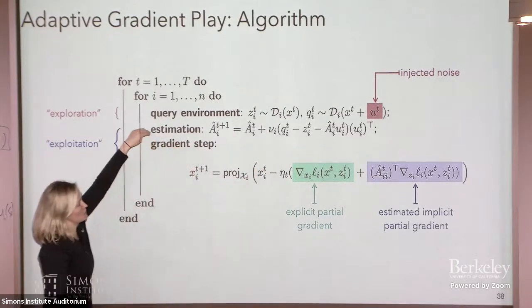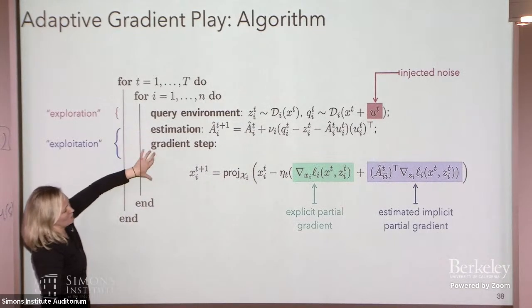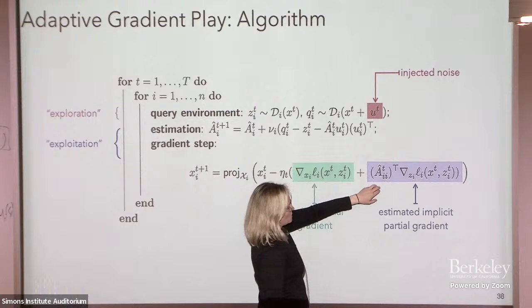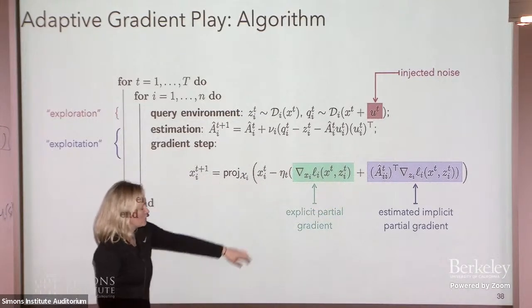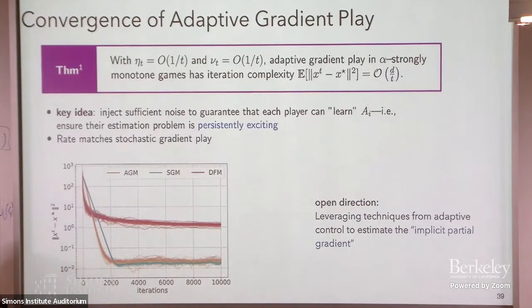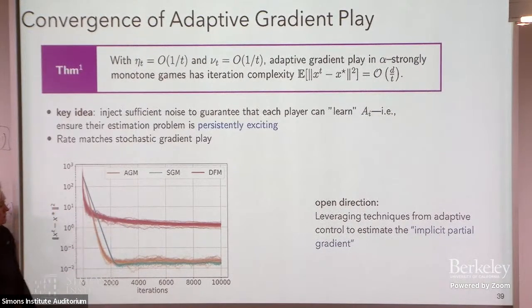And so they do an estimation. This is just one step of least squares here, online least squares. And then they simultaneously do a gradient step using the estimated implicit partial gradient in addition to the original stochastic explicit partial gradient. So this actually converges at the same rate as if they already knew those matrices A. This is a synthetic simulation example showing that the rate matches the stochastic gradient play, and the derivative-free method here converges, but does so at a worse rate.